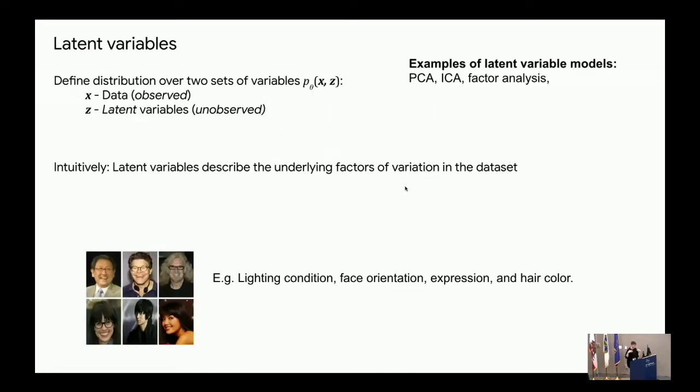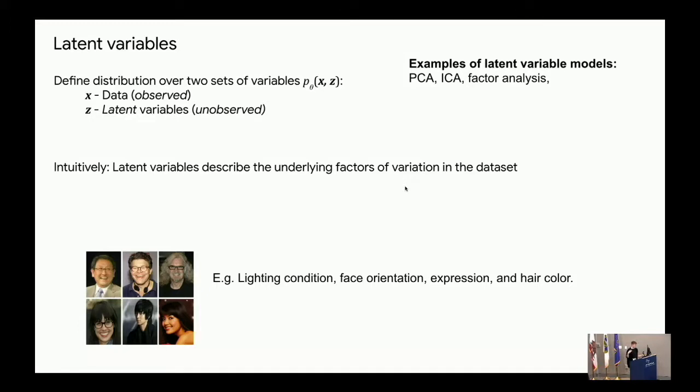Another concept I want to introduce is the idea of latent variables. At an intuitive level, latent variables can be thought of as explaining the structure in a given data instance by some latent variable Z. Throughout all of this, I'm going to use X to refer to the data. This is referred to as observed because we have access to it at training time. And Z is going to refer to these latent variables, these unobserved factors that are causally related to the things in the world.